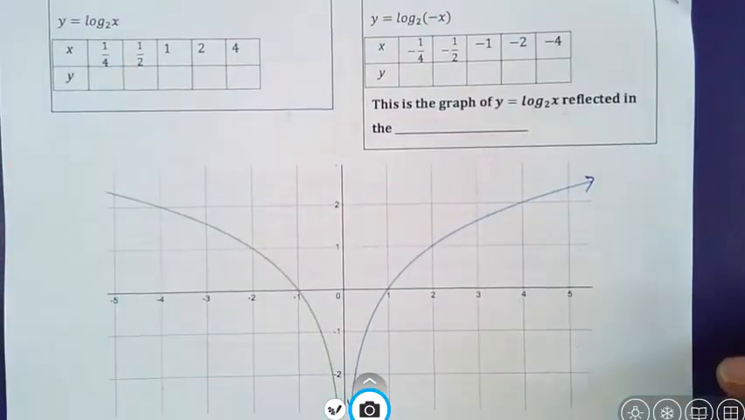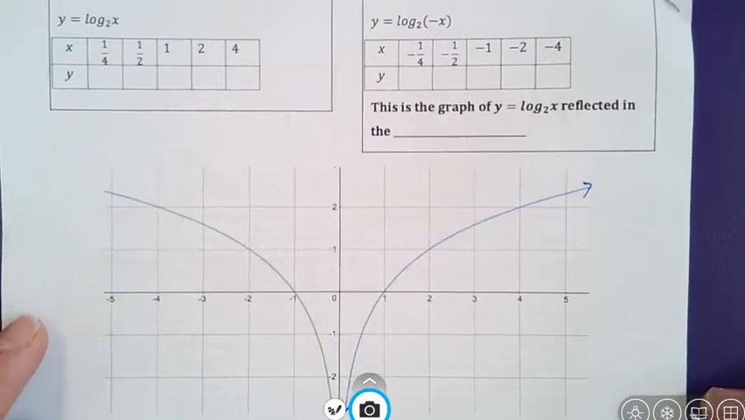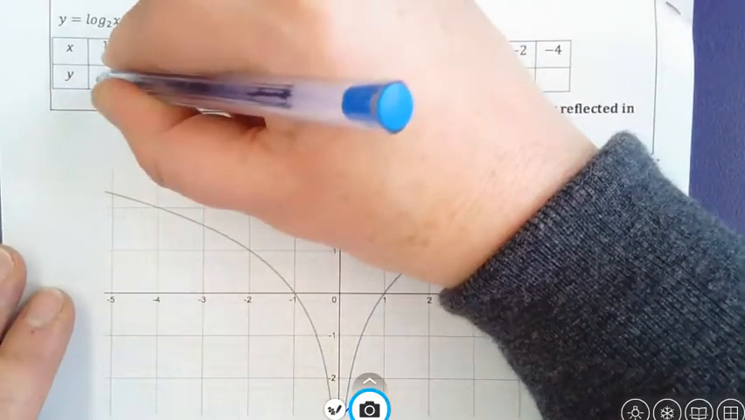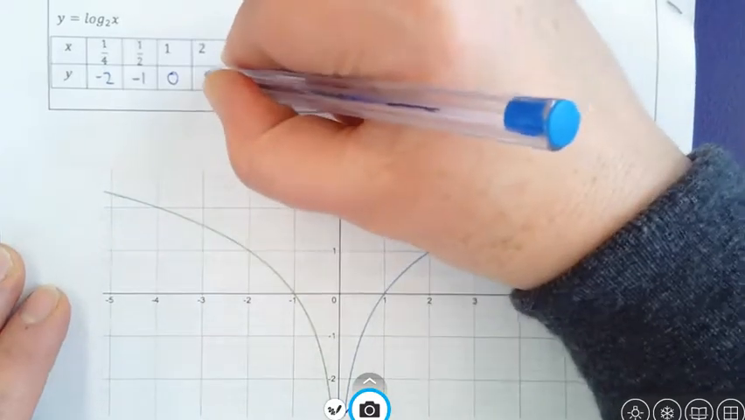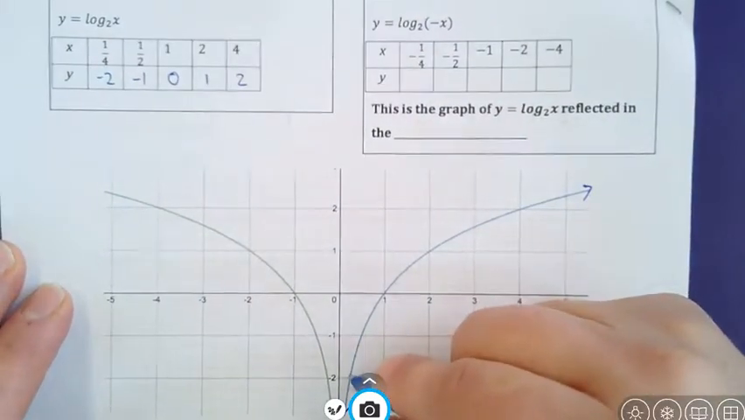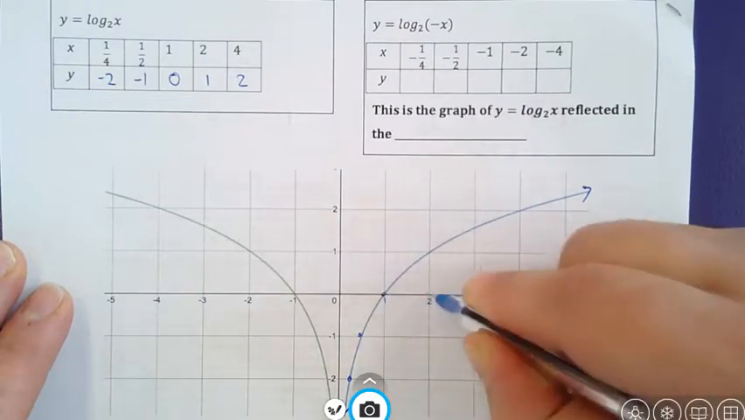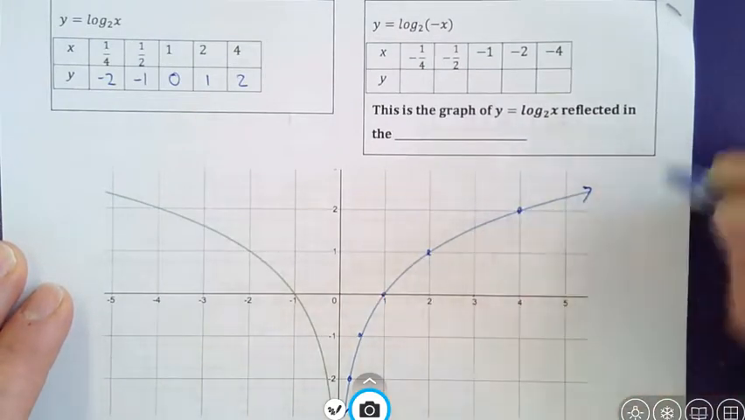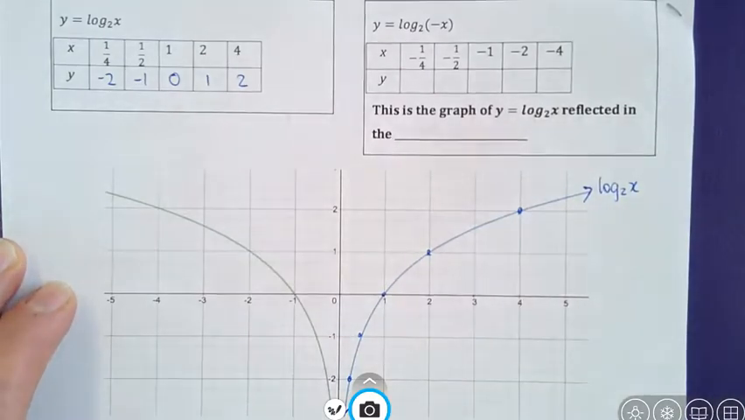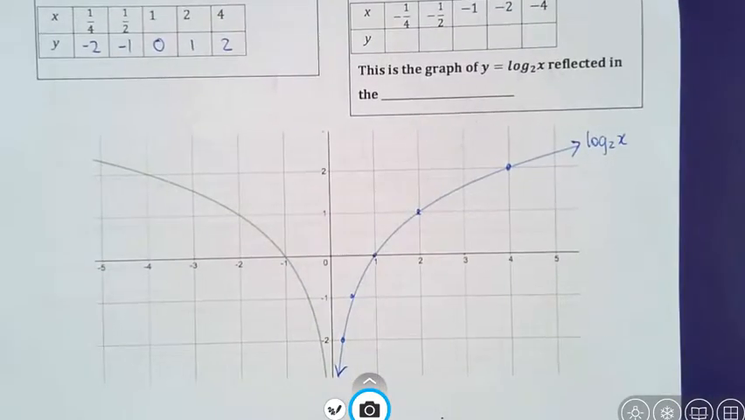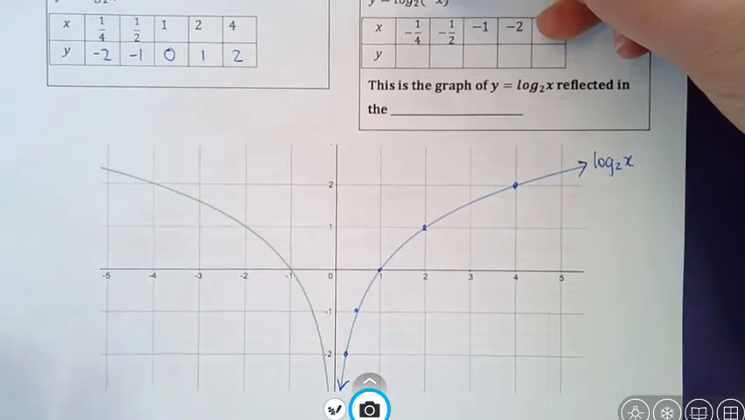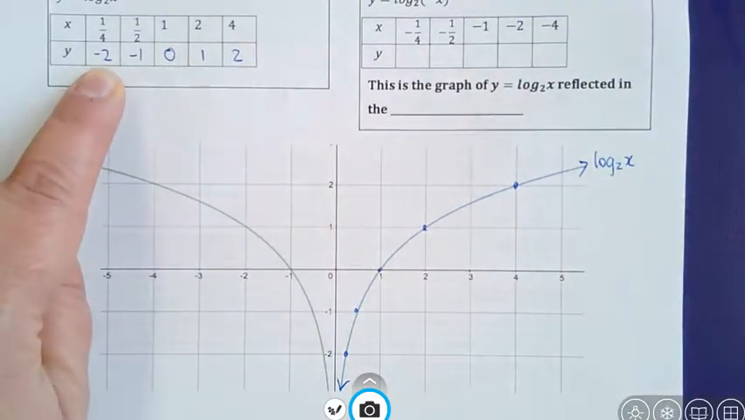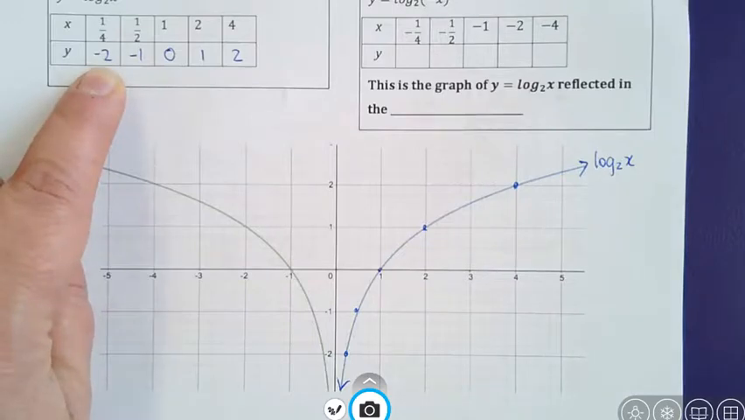Now we've got log to the base 2 of x and log to the base 2 of negative x. So these values, as before, that was negative 2, 2 to the negative 1 is a half, 2 to the 0 is 1, 2 to the power of 1 is 2, 2 to the power of 2 is 4. You can plot them here: 1, 0, 2, 1, 4, 2. Log to the base 2 of x. Now, looking at the other one, negative, negative a quarter is log to the base 2 of positive a quarter, and the answer for that one is negative 2.